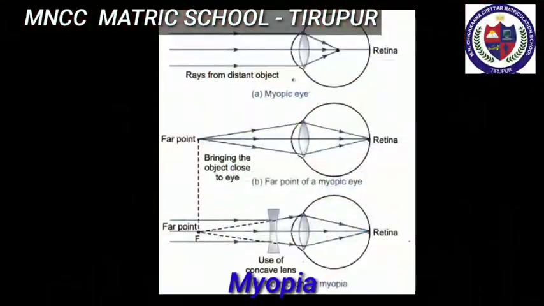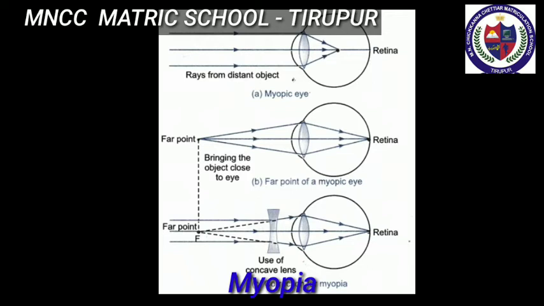Next, we move to persistence of vision. If the time interval between two consecutive light pulses is less than 0.1 second, human eye cannot distinguish them separately. It is called persistence of vision.